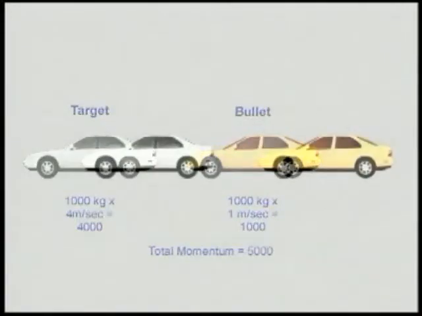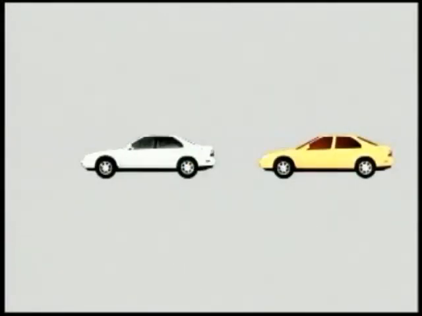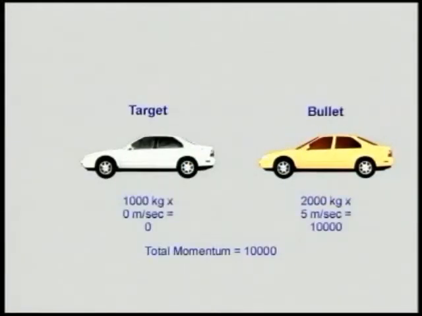Let's look at a different example, where the bullet vehicle has the same velocity as before, 5 meters per second, but weighs twice the target vehicle, or 2,000 kilograms. Instead of a momentum of 5,000, the bullet vehicle now has a momentum of 10,000.